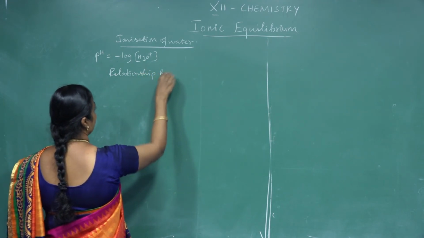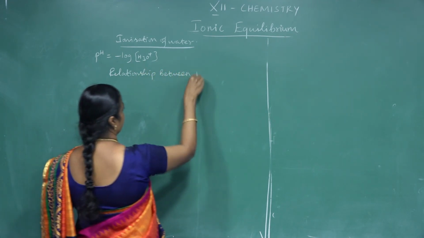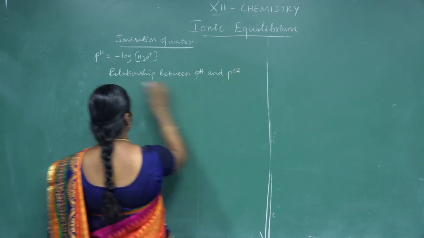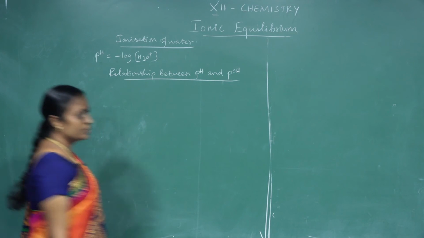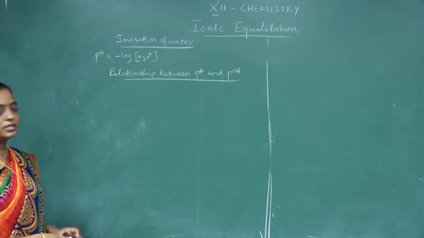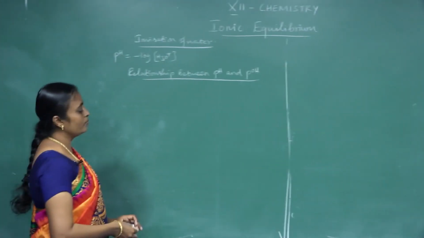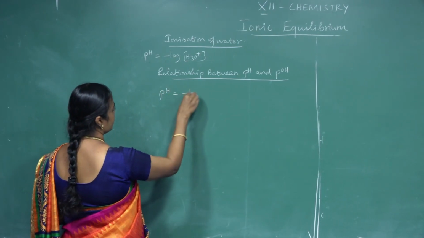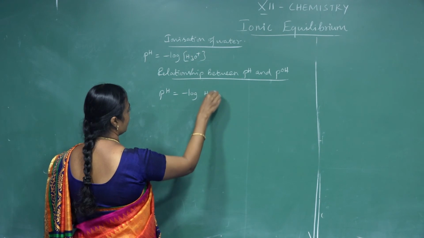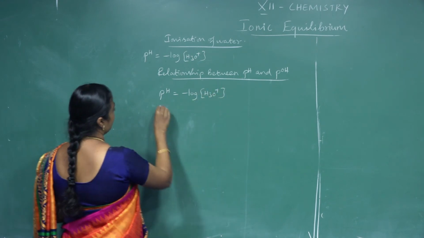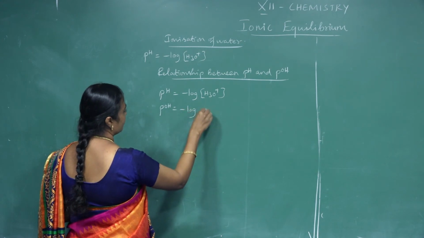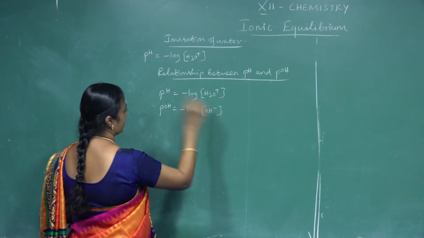relationship between pH and pOH. We are going to derive the relation between pH and pOH. So what is actually pH? pH is minus log of the concentration of a hydronium ion. What is pOH? Negative of the logarithm of the concentration of a hydroxyl ion.